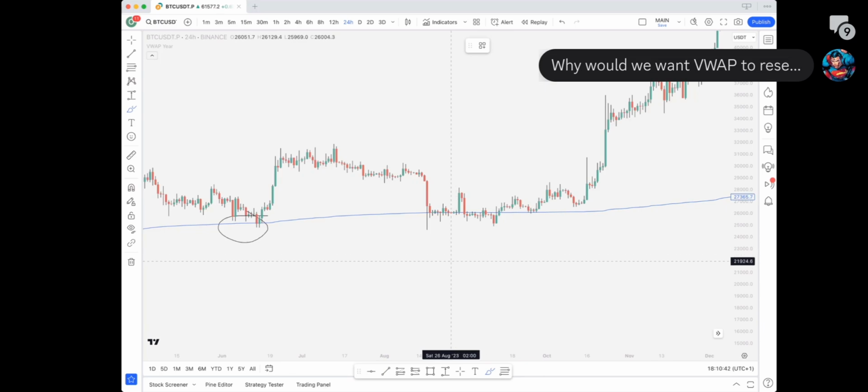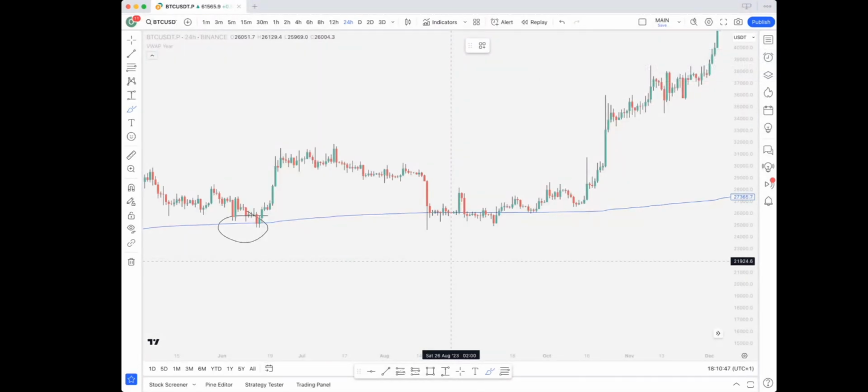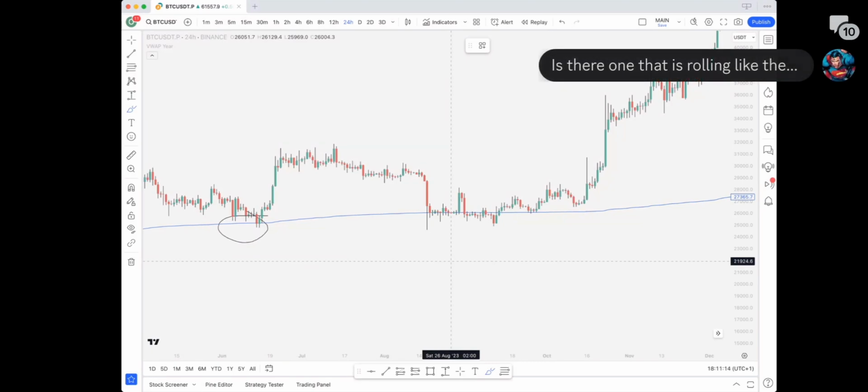Why would we want VWAP to reset over periods? Because using data from 2021 and 2023, for example, together may not always make sense because markets change, right? Bitcoin, both in volatility and in other ways, has changed massively from 2021 to 2023, and therefore mixing that data is a bad idea. It gives you data faults, basically, because you're using data sets from two completely different narratives. That's why we wanted it to reset. Is there one that's rolling? Yes, there is a rolling VWAP, but we'll get into that as well.